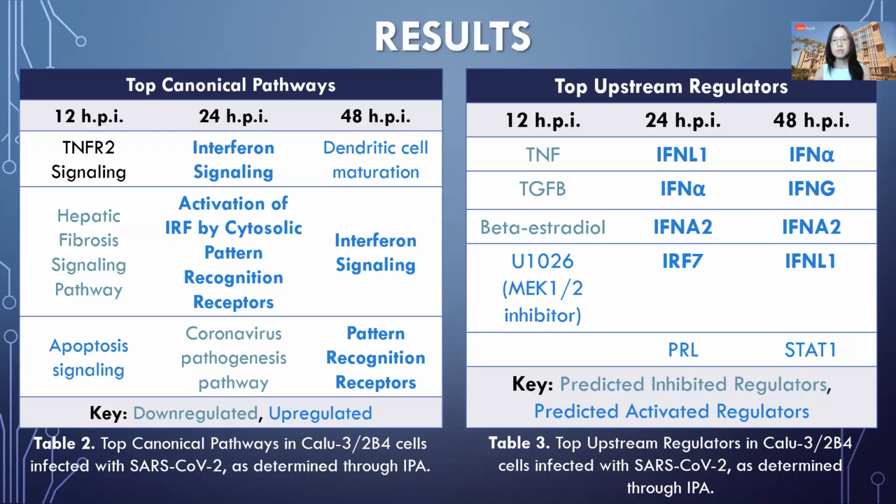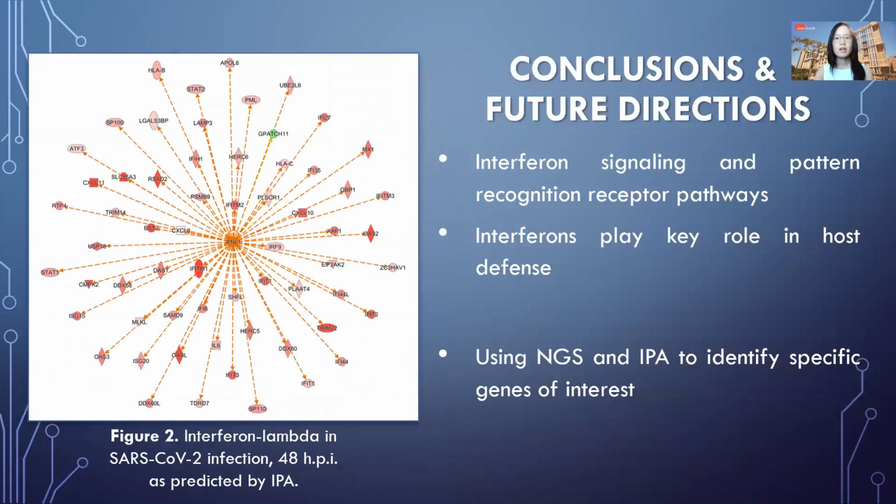At 24 hours post-infection and at 48 hours post-infection, the top upstream regulators include interferons alpha and lambda, and this supports the findings in Table 2. This figure here shows that interferon lambda is predicted to be upregulating multiple genes at 48 hours post-infection.